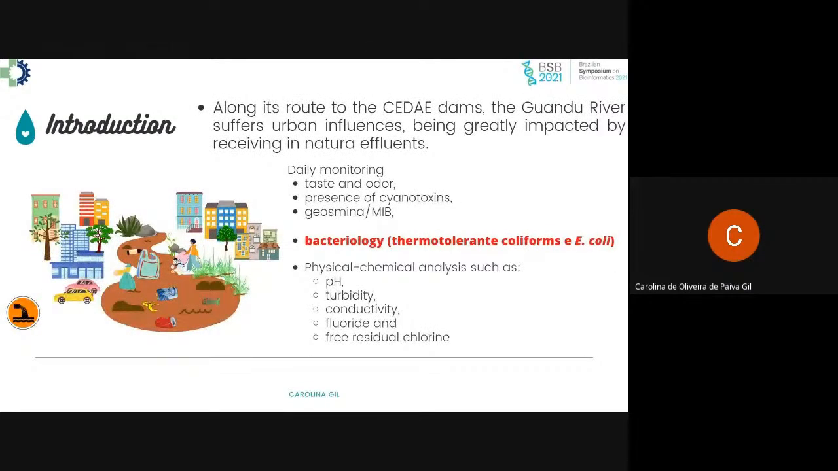Along its route to the CEDAE dams, the Guandu River suffers urban influence, being greatly impacted by the reception of natural effluents. Daily monitoring is done to ensure water quality, including taste and odor, presence of cyanotoxins, pH, free residual chlorine, and bacteriology.